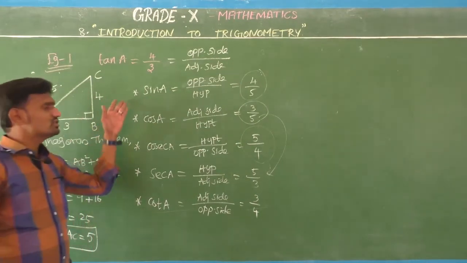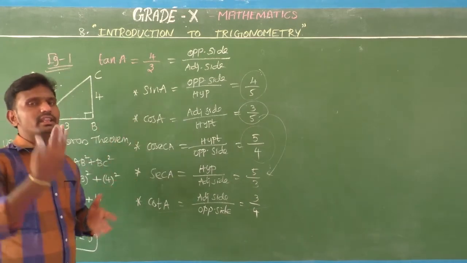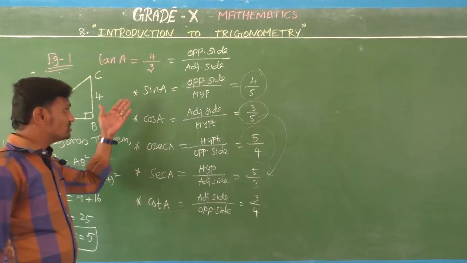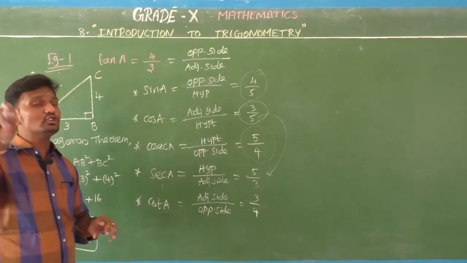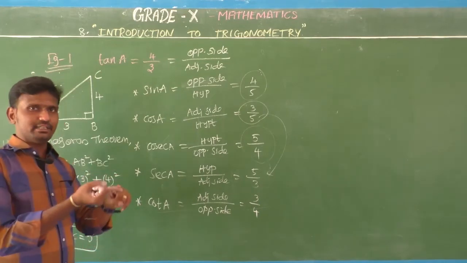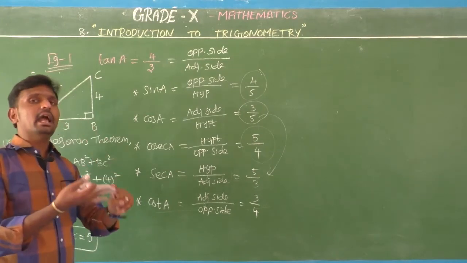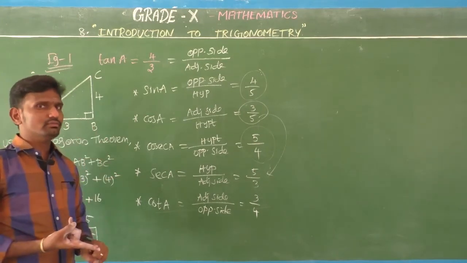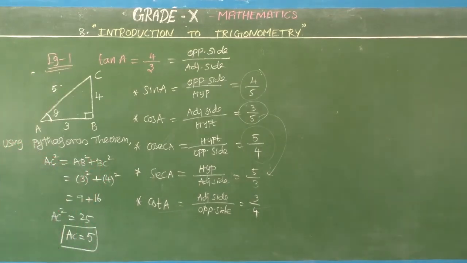So the first two ratios are important, and then next you have to take them based on the first two things. Sin and cos. If you know sin and cos, the remaining you should know automatically. How? Sin by cos is tan. 1 by sin is cosecant. 1 by cos is secant, and 1 by tan is cot. Or cos by sin is cot. Okay, have you got it, children?